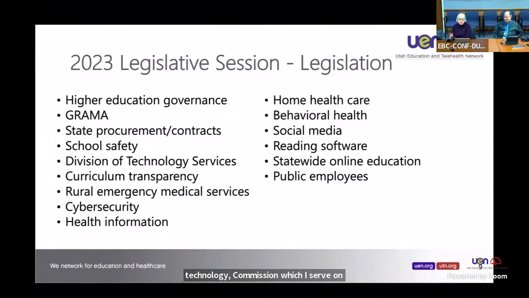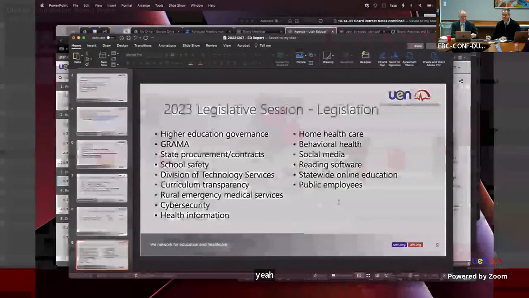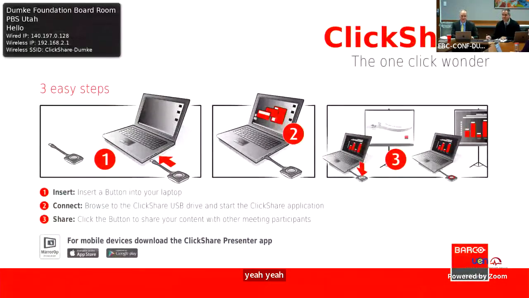So it could lead to some kind of legislation that would at least put some onus back on social media companies. They're allowing accounts for students that they shouldn't be. Yeah, particularly Facebook, Snapchat, and what's the other one? Anyway, there's a lot of movement in that area, a lot of interest because there's been new ownership with some of those social media companies as well.